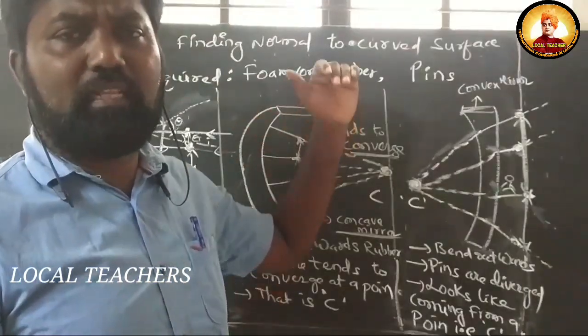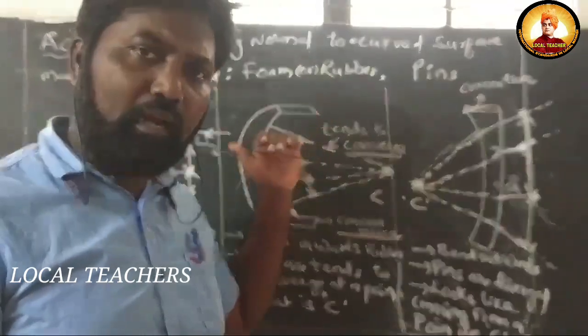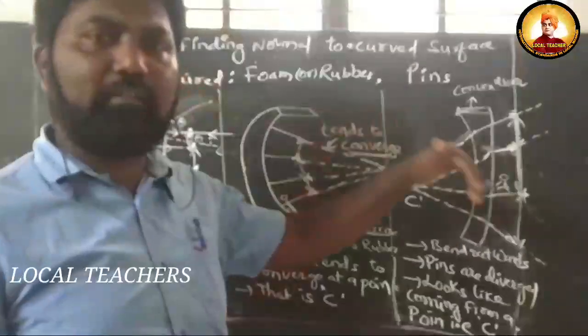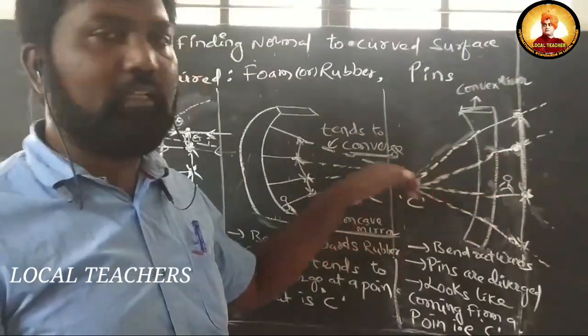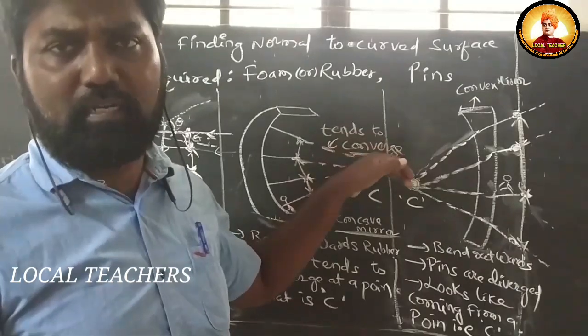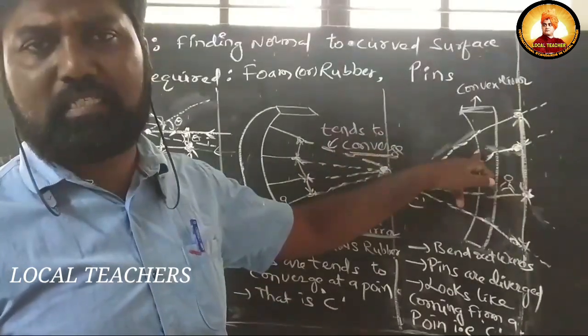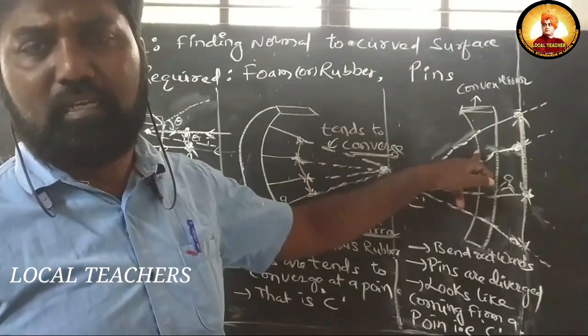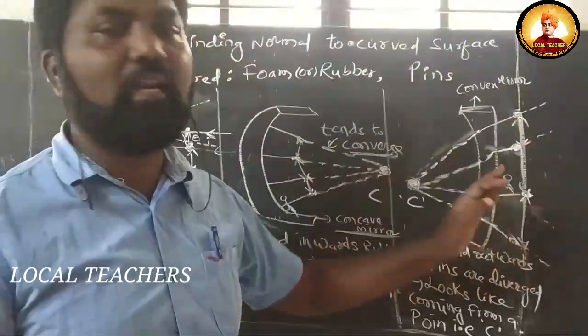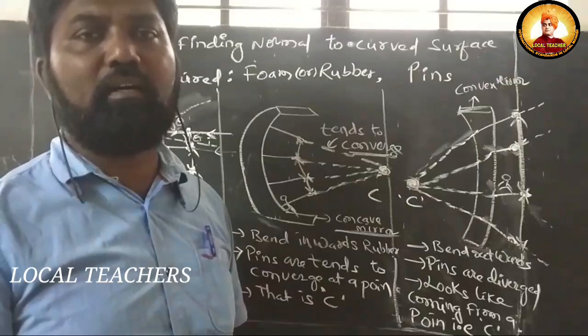At whichever angle the light falls on the point of contact of the pin, it reflects at the same angle. Here the pins seem to converge at a point. Here, in the last case, the convex curved shape, the pins seem to diverge.